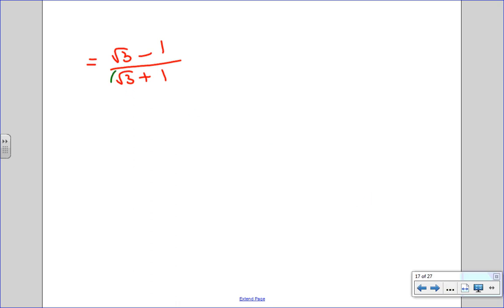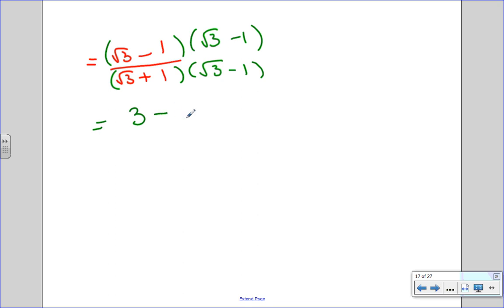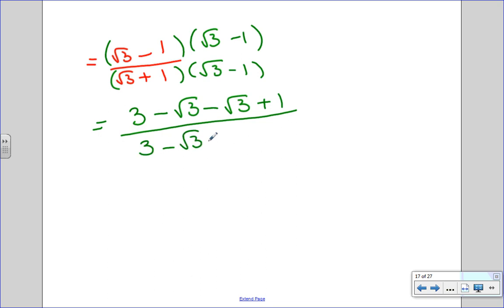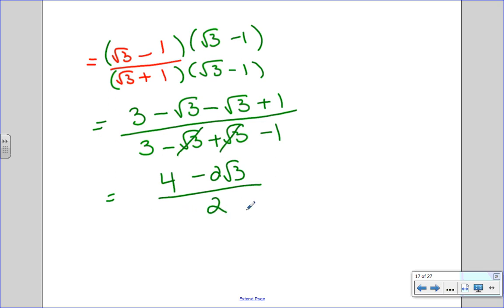In the denominator, I have a binomial, so I will multiply numerator and denominator by the conjugate. Here, root 3 times root 3 is 3, minus root 3 times 1, minus root 3 times 1. Negative 1 and negative 1 is positive 1. All over, root 3 times root 3 is 3, minus root 3, 1 times root 3, and then 1 times negative 1. So 3 plus 1 in the numerator is 4, minus 2 root 3's, all over, these cancel, 3 take away 1 is 2.